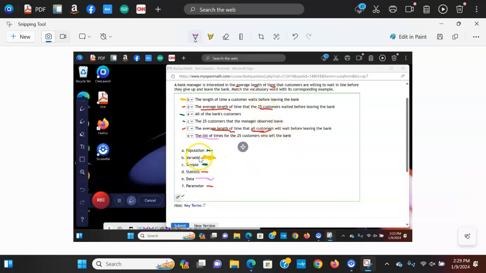Then the variable is, hey, what am I writing down when these people come in the door or when they leave, actually, I guess I should say. In this case, I am recording that length of time. That's the variable. And when I compile all this data after the 25 customers have been recorded, I put it in a list, and that is the data. I hope this helps.